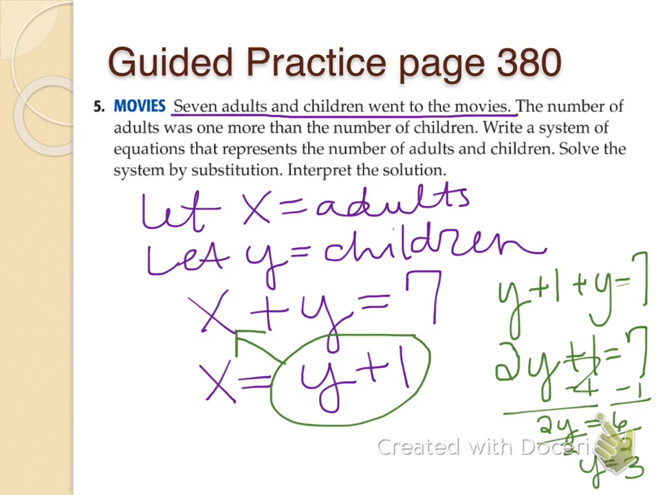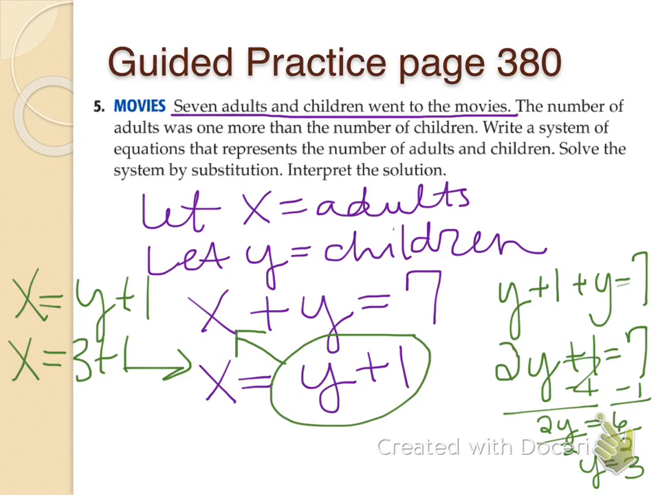All right, so now I've got my y, but I need to find x. I know looking here that x equals y plus 1. So I know y is 3. So x equals 3 plus 1 is 4. So my ordered pair is (4, 3). That tells me there were 4 adults that went and there were 3 children that went.